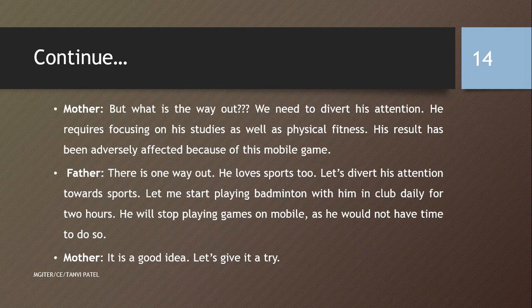He also loves sports, so I will divert his attention towards sports. Let me start playing badminton with him at the club daily for 2 hours, so that he can focus on games and his physical fitness and avoid using mobile phones. The mother replied, it is a good idea, let's give it a try. So this was the role play of a mother and father discussing their child addicted to the mobile phone.